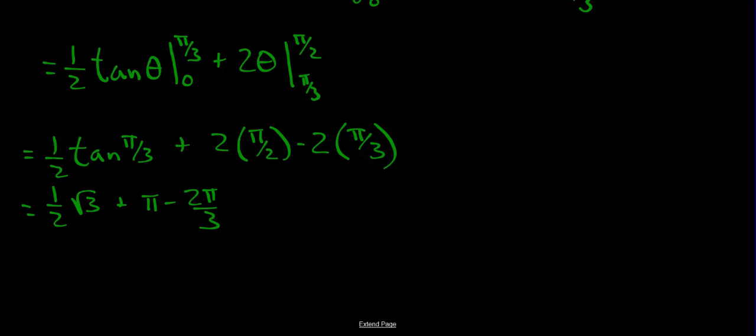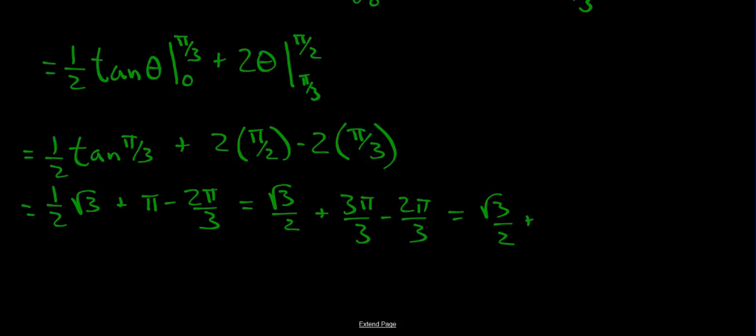So let's just work it out a little more. We've got square root of 3 over 2 minus, well, actually not, it's not going to be minus. It's going to be plus, 3 pi over 3 minus 2 pi over 3. And we get square root of 3 over 2 plus pi over 3. Yeah, as long as I didn't make any mistake along the way, it looks like that's the area of that little region.